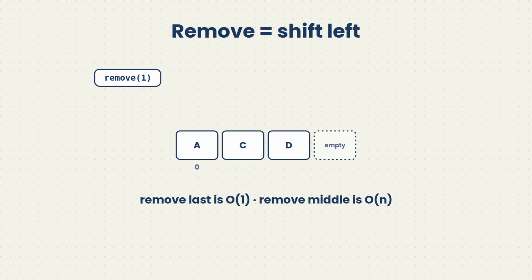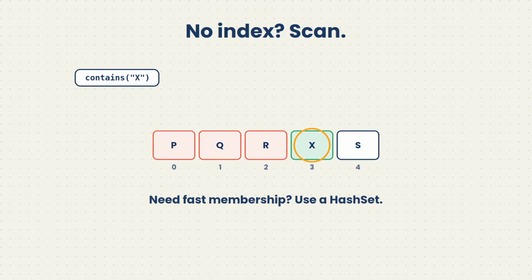What if you do not know the index, and you only know the value you are looking for? Then the array has no shortcut. It must check elements one by one from the start until it finds a match or reaches the end. Searching by value is O of n. If fast membership checks are what you need, a hash set from our earlier video is the better tool.